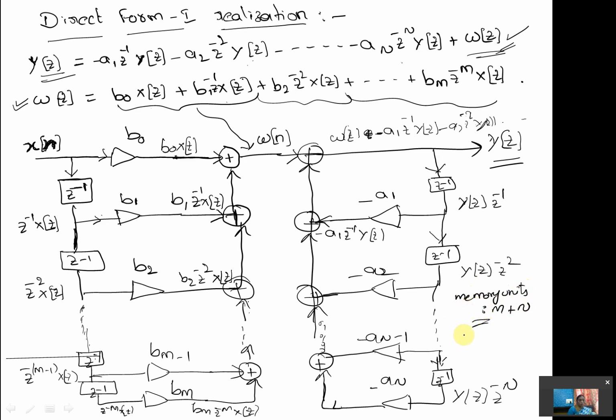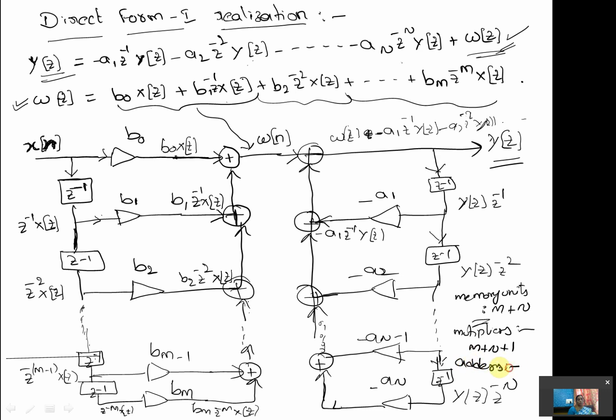And then how many multipliers? How many multipliers? Here an, here that means 1 2 3 4 up to n. Here is b1 b2 and so on, m plus n. For this b0 another one, that means m plus n plus 1 multipliers are needed.